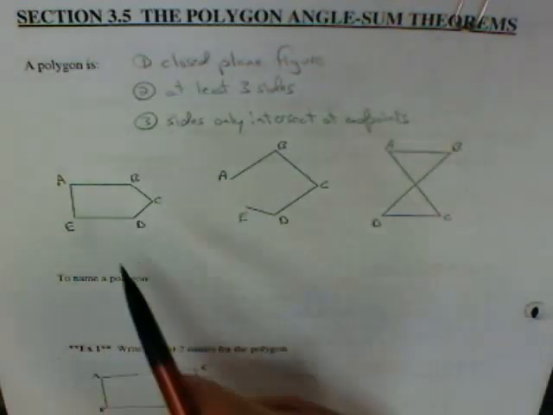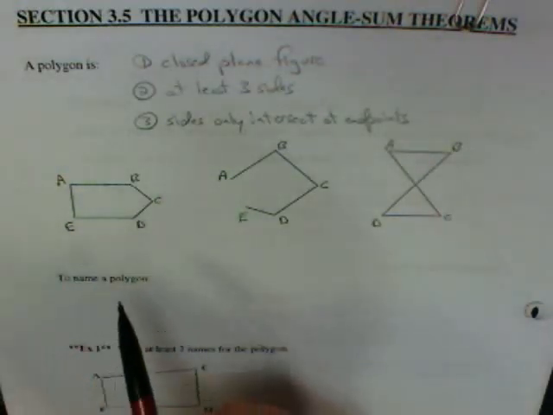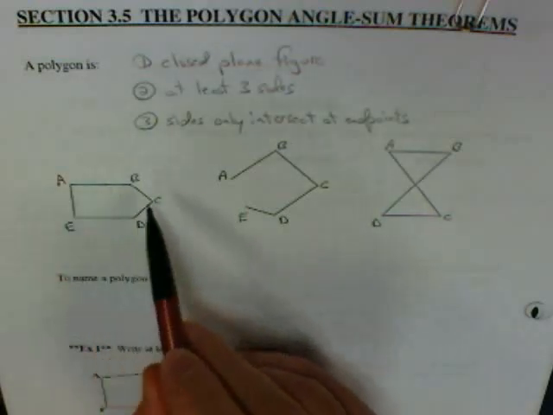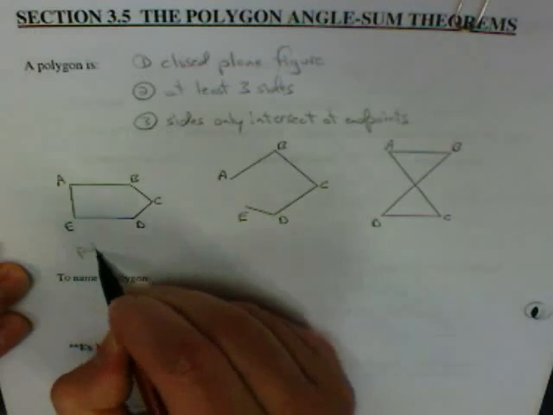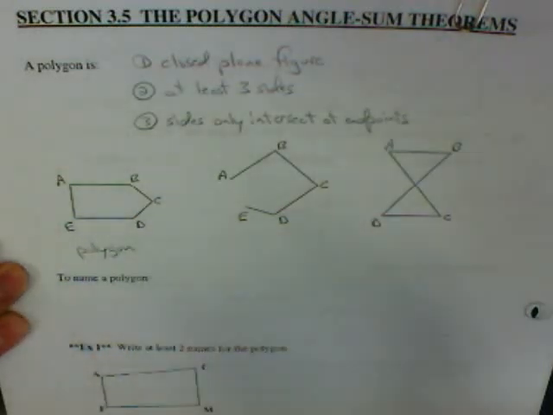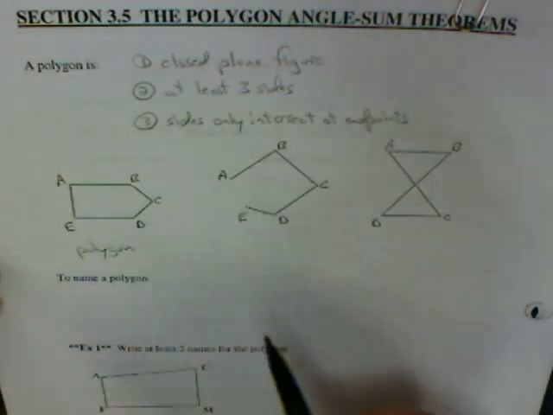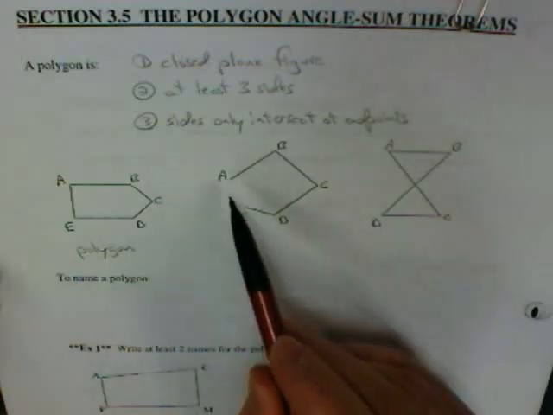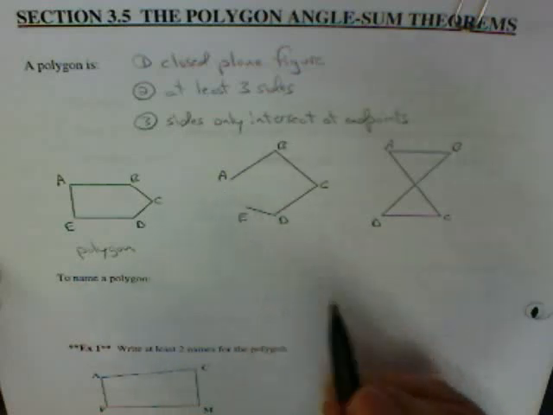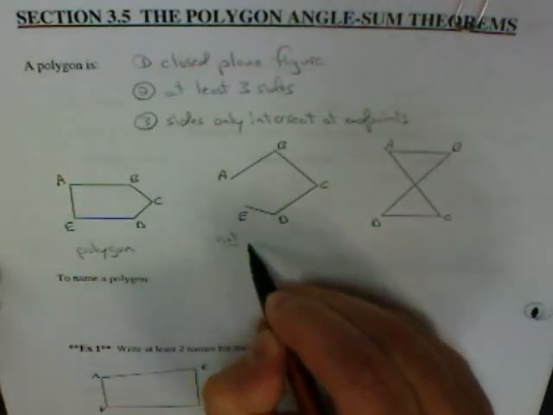Right, so we have three examples here. The first one, this is closed, and it has at least three sides, and none of the sides are crisscrossing in any way, so this is a polygon. The second one has at least three sides, and there's no crisscrossing lines involved, but it is an open figure because it is not closed off here, so this is not a polygon.